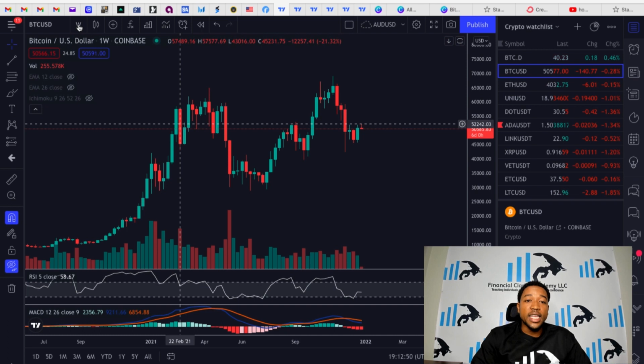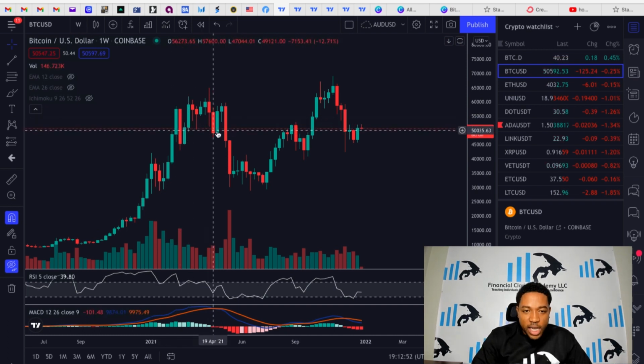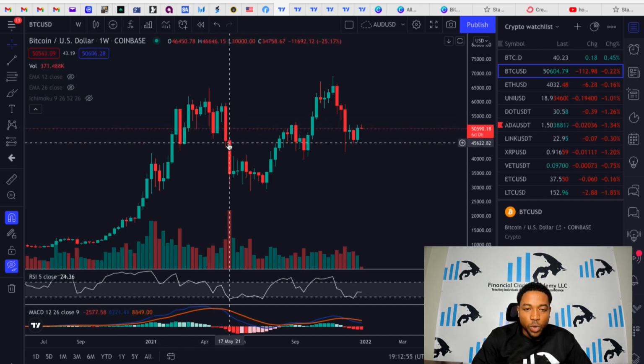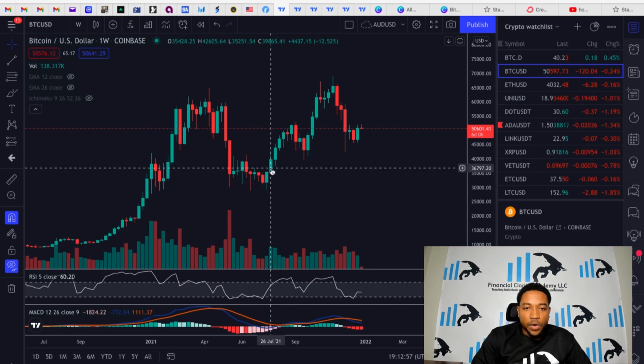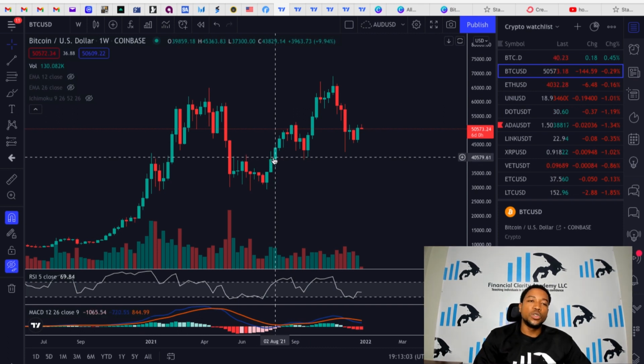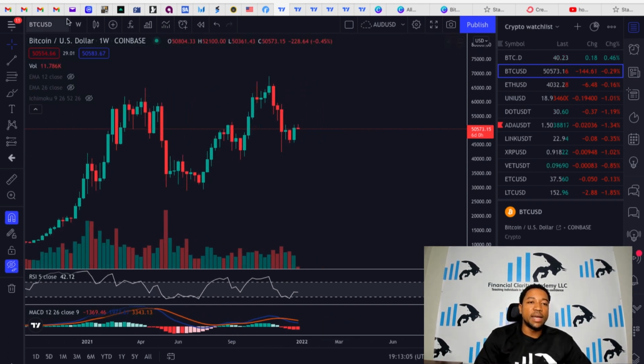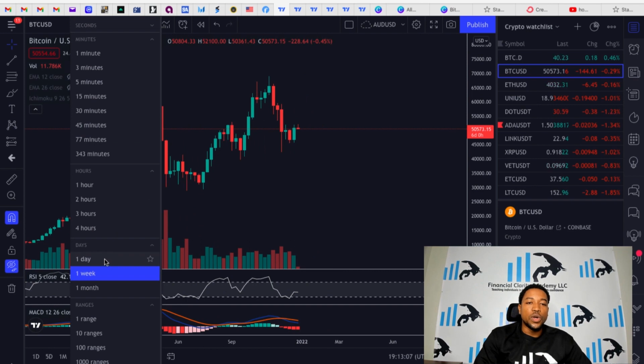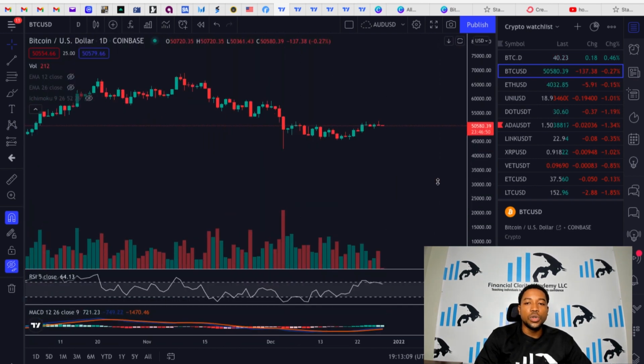So one candle equals 1 week. So each one of these red candles right here is 1 week, and these green candles here are 1 week. So I like to trade on the weekly time frame when I'm swing trading, or the daily time frame. So you go down to the 1 day just to show.